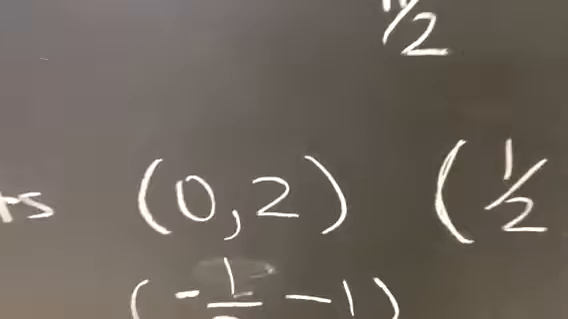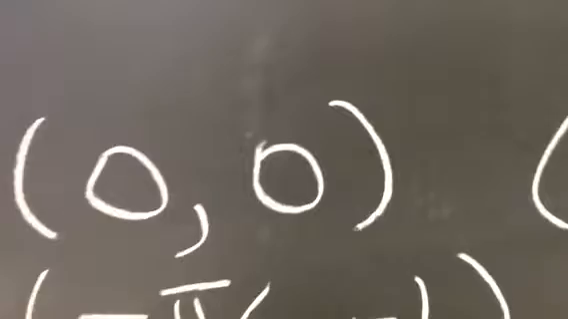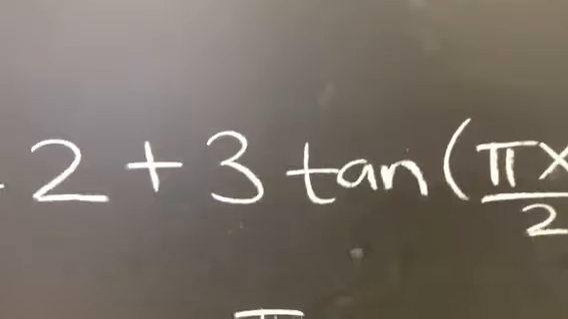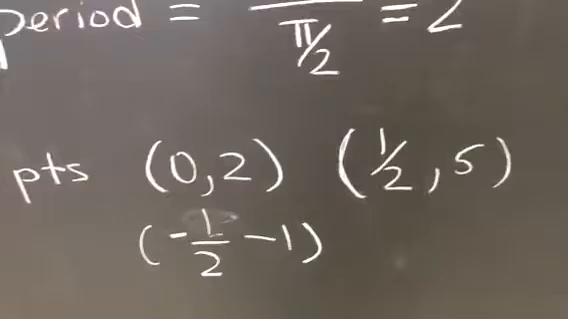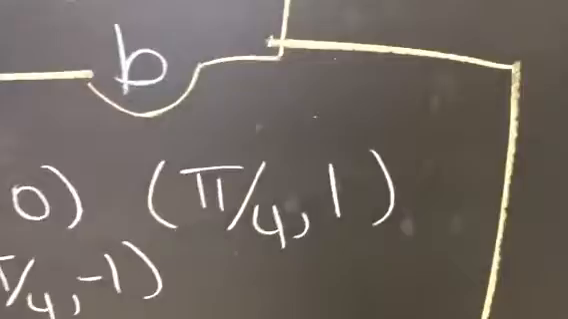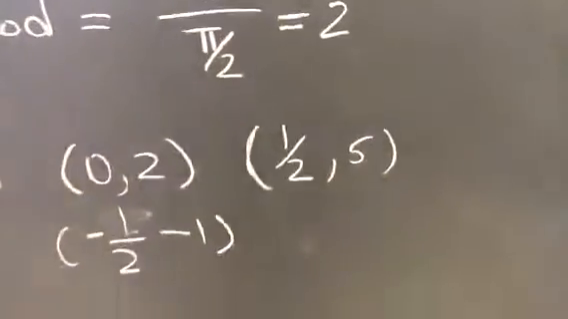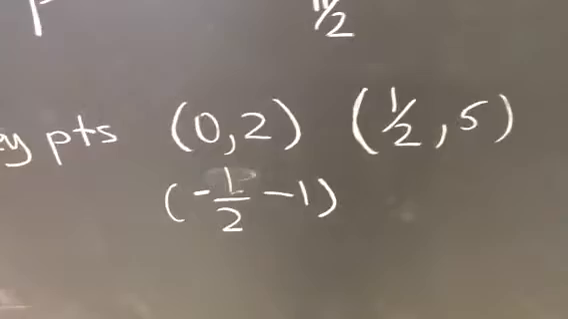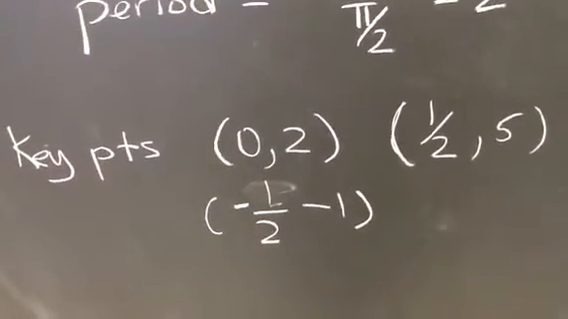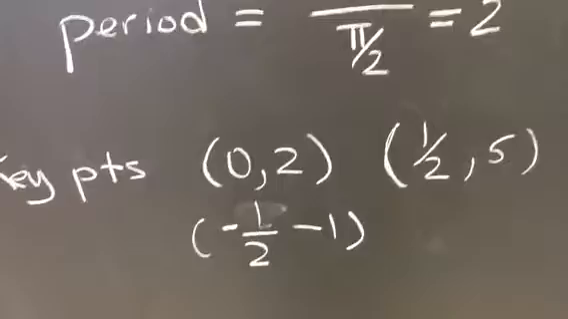So okay, where's this 2 coming from? Well, the y value originally here is 0. Multiply 0 by 3, which is 0, and add 2. And so that's why the new key point is (0, 2). Then, pi over 4, 1, the y value is 1. Multiply 1 by 3, and then add 2, and so we get (1/2, 5). Using this on the other key point, we get (negative 1/2, negative 1). Oh, I forgot to write the comma, but it's there.